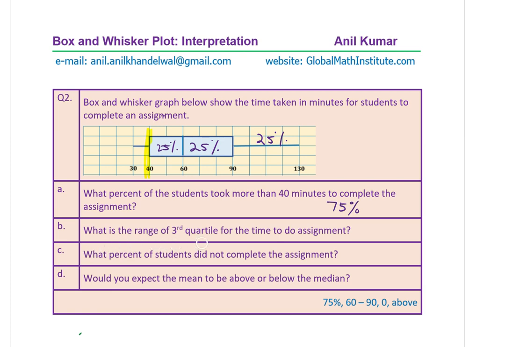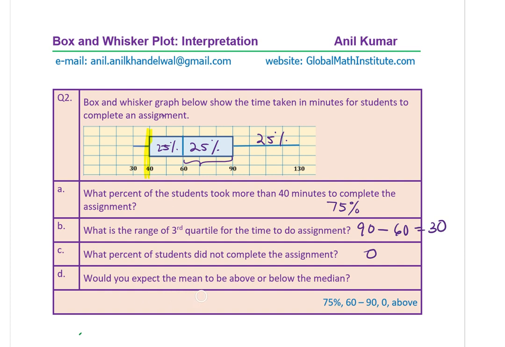What is the range of the third quartile for the time to do the assignment? The range for the third quartile is this one, right? From Q2 to Q3. So 90 minus 60 gives you the value, which is 30. That is the range. What percent of the students did not complete the assignment? We can see from here that all the students have completed the assignment. So we will say none, zero.